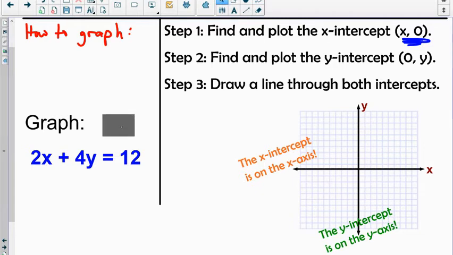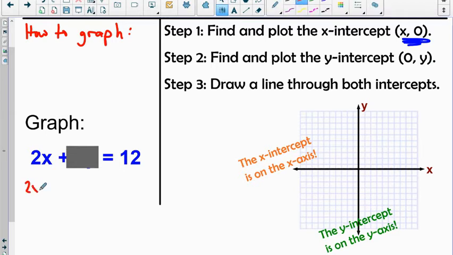And I have this rectangular box, but you could really use the end of your pencil, your pinky, or tear off a little sheet of paper. All we're going to do is say, all right, if y is 0, that 4y is gone. It's not even there. So all I have left is this equation, 2x equals 12. Well, that's an equation with one variable, which we can solve. We just use division. X equals 6.